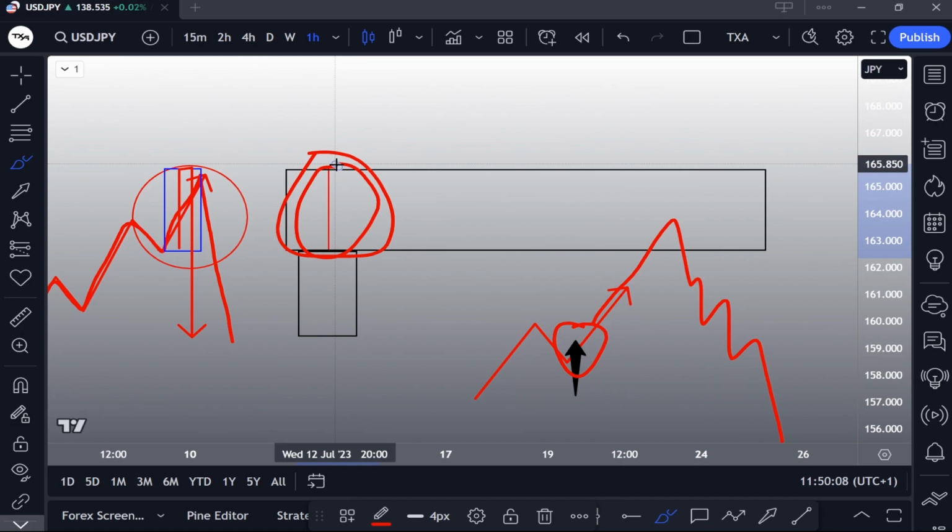And now that I've showed you the anatomy of the wick rejections, how they're created and what causes them to formulate, I'm now going to show you real chart examples.